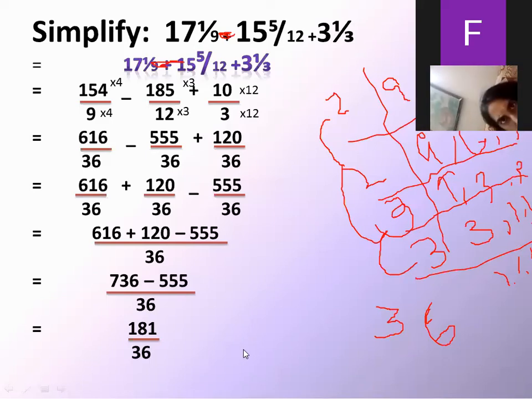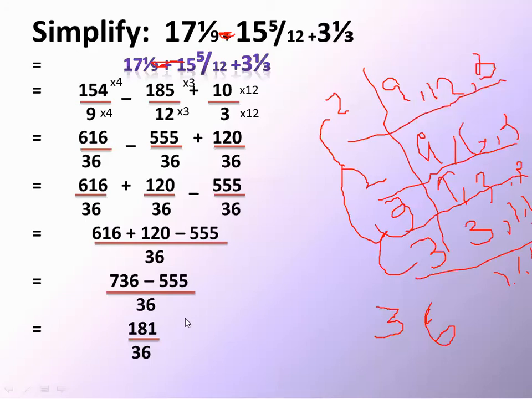So what you will do here, 181 upon 36, you will simply convert 181 upon 36 into a mixed fraction, and you will do all the division in the working column. So after that, you will get here 5 whole 1 upon 36. So 5 whole 1 upon 36 is the right answer. Okay.